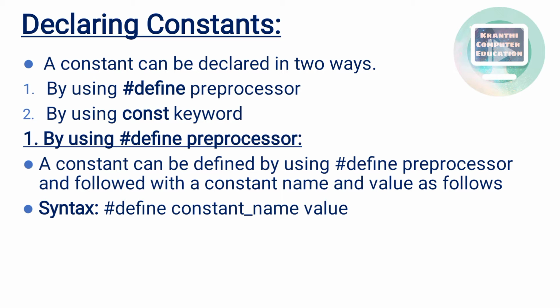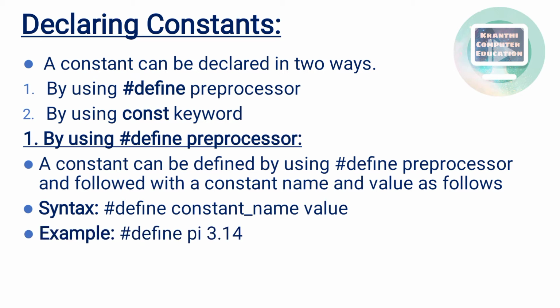#define, this is the preprocessor directive. Constant name, this is the user defined name. We have to provide a constant name here, and then we have to provide a value here. This is the syntax. Now let's see one example for this syntax.